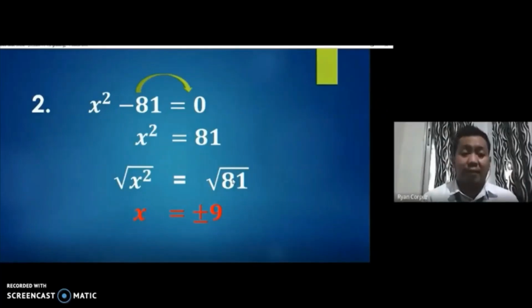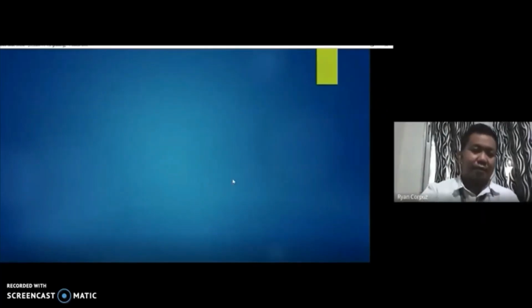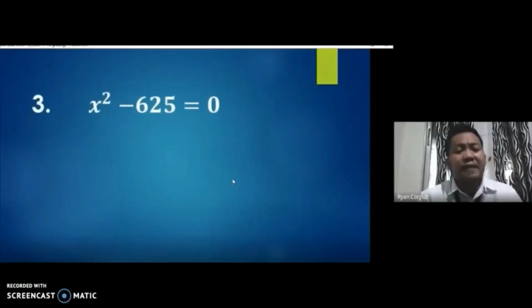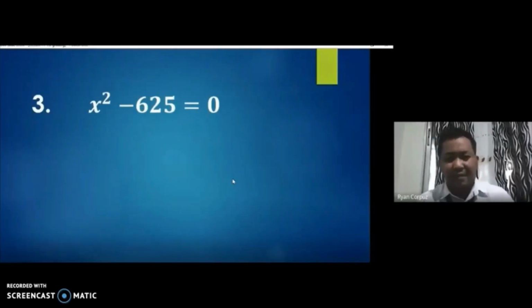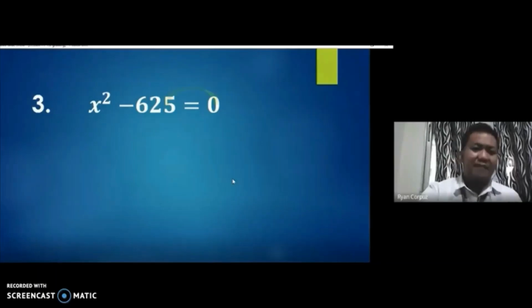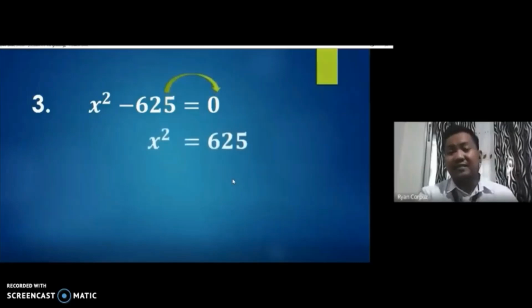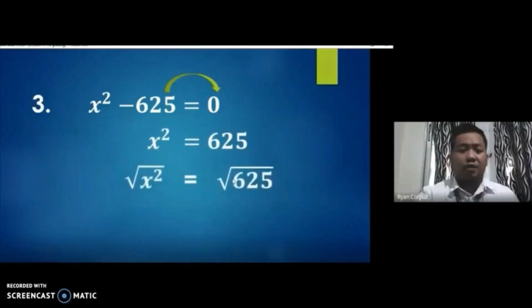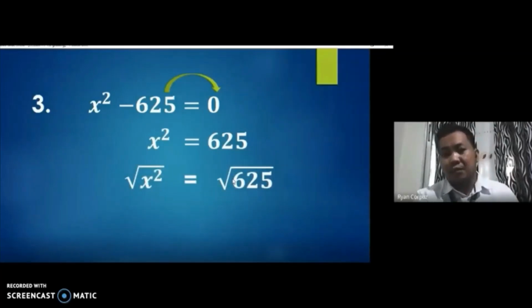So do you want more examples? Let's try example number 3. The given is x squared minus 625 is equal to 0. Similar to examples number 1 and number 2, again, move the constant term to the right side of the equation. Then get the square root of both sides of the equation. The square root of x squared is equal to x. Then 625 is a perfect square.